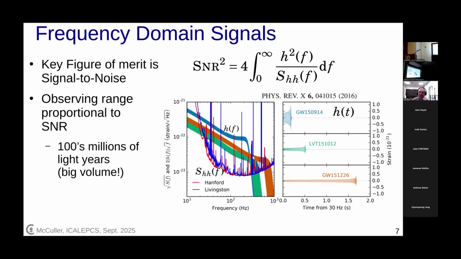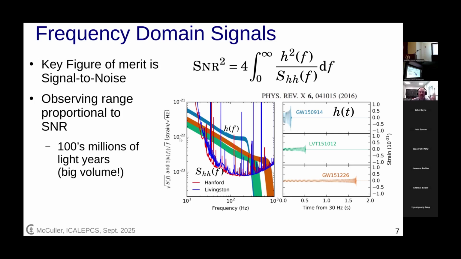In the frequency domain, they have this characteristic shape, and then they roll off, with some maximum frequency and some slope. We can plug that into a formula to get the signal to noise, how many standard deviations you can measure that signal. That's proportional to an observing range, how far away you can see these signals. And just as a figure of merit, for binary neutron stars, we can see 160 megaparsecs, which is something like 400 million light years away.